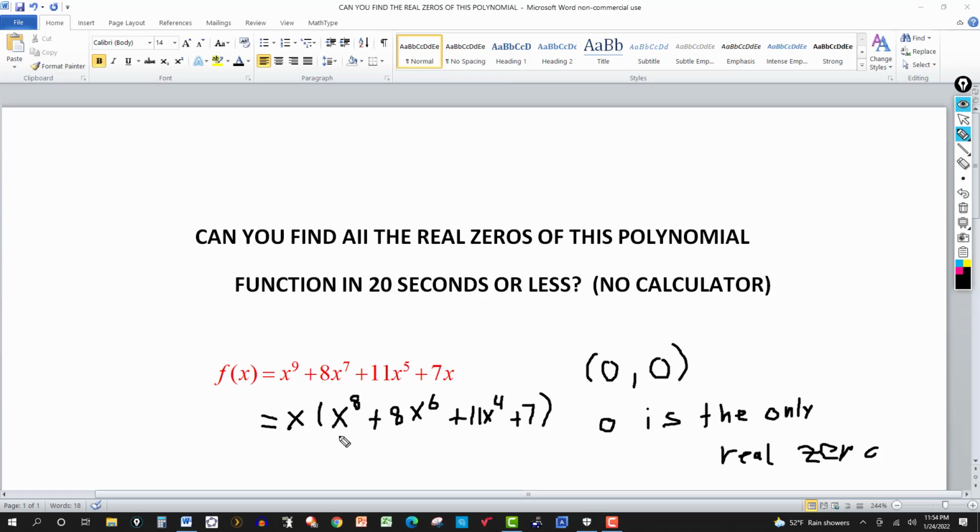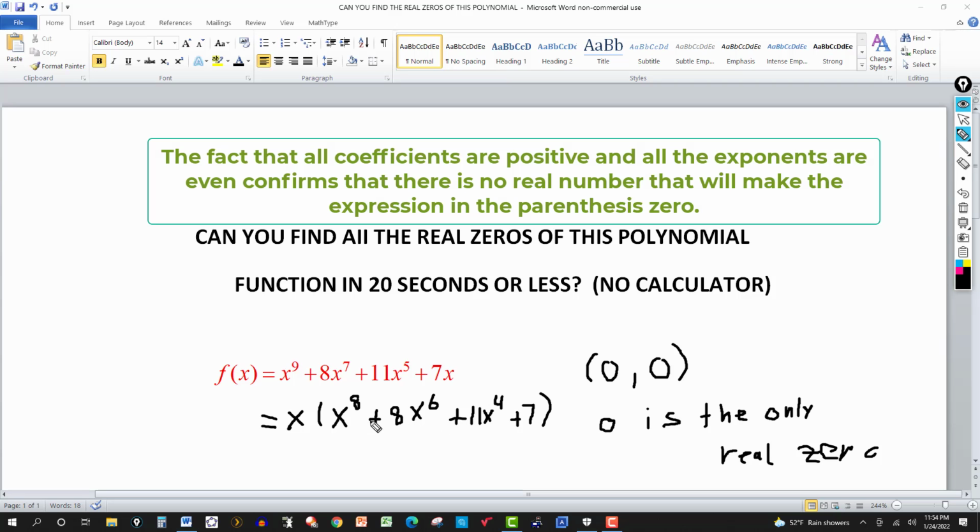So it should be clear to you that this first term x to the 8th, because the coefficients of each of the terms is positive, and of course the last term is a positive constant 7. No matter what number I plug in, whether I plug in a positive number or a negative number, the first term will always be positive. The second term will always be positive. The next term will always be positive. And of course the last term is going to stay 7. So there's no way that I plug in a number in here and get 0.